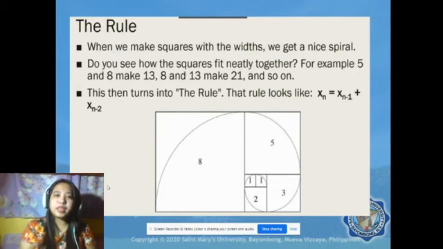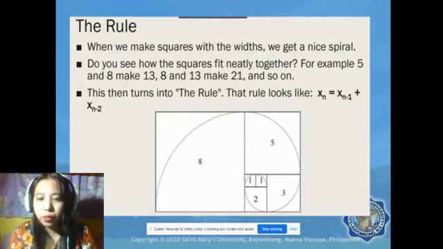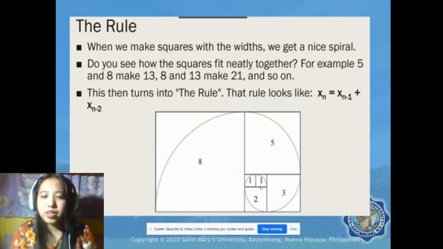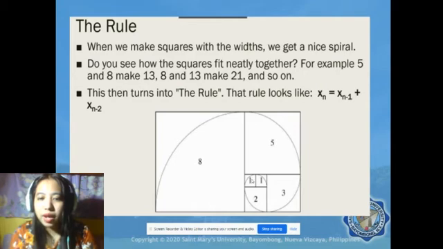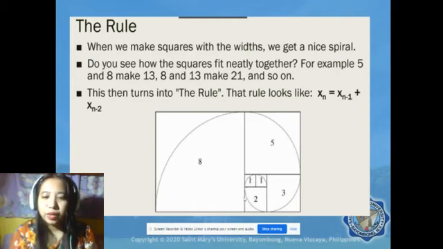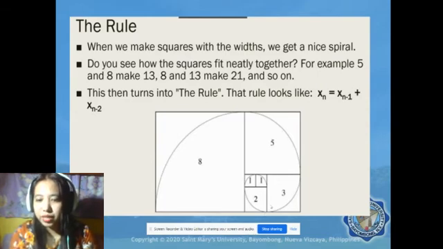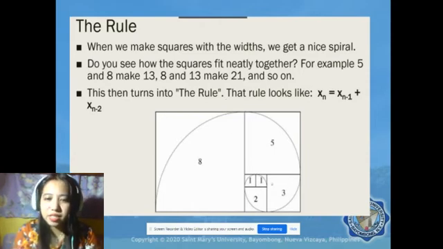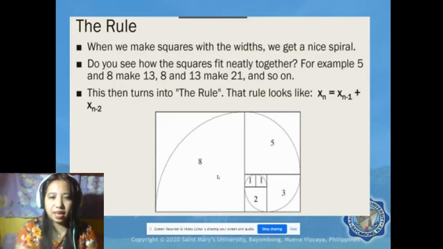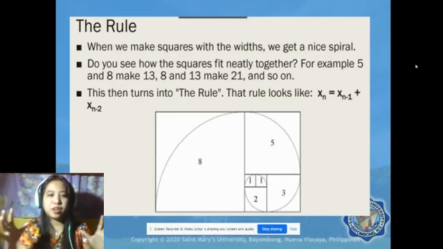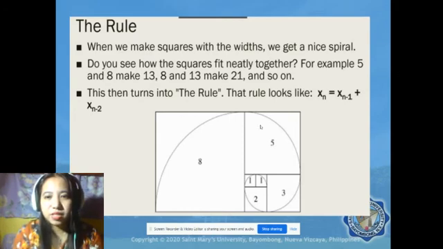So this is the rule. When we make a square, this is the square with 1 and 1, and then another square with 1 and 1. So it fits together. So this is 1, 1, and then the width is 2. The width of this square is 3. The width of this is 5. And the width of this is 8. So the Fibonacci sequence here is 1, 1, 1 plus 1 is 2, 2 plus 1 is 3, 3 plus 2 is 5, 5 plus 8 is equal to 13. So a larger square. So this is now our spiral.